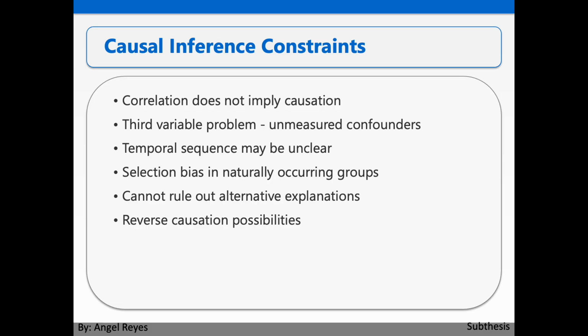Selection bias occurs because people aren't randomly assigned to the groups we're studying. People who choose to exercise regularly might be different in systematic ways from people who don't exercise, beyond just their exercise habits. We cannot rule out alternative explanations the way we can in well-controlled experiments. There are always multiple possible explanations for any observed relationship. Finally, reverse causation is always a possibility. Instead of A causing B, maybe B causes A, or maybe they cause each other in a feedback loop.